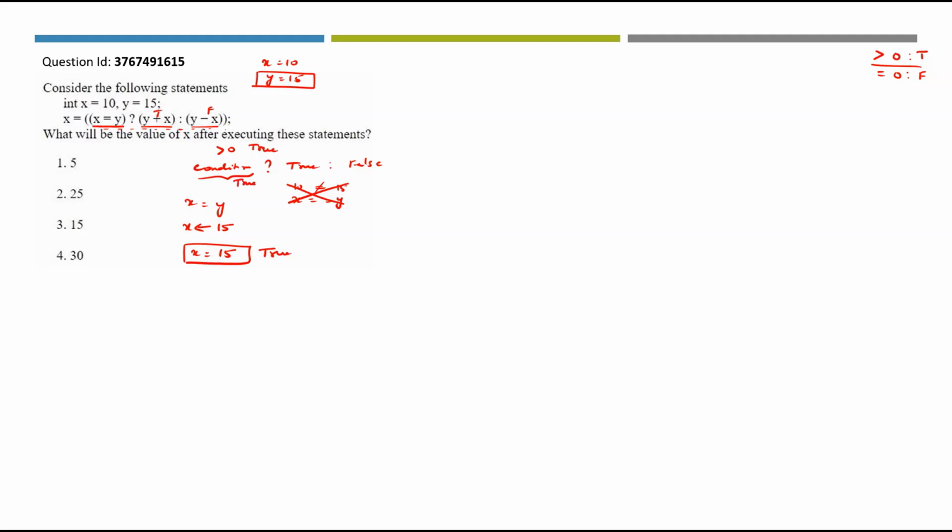After having true here, which expression will be executed? y plus x will be executed. What is y? We have 15. What is x? We have 15 as the new value. 15 plus 15 will give a value of 30. Where is this particular expression assigned? It is assigned to the variable x. Now what did this expression evaluate to? It evaluated to 30. So now x is equal to the ternary expression. The ternary expression's value is 30. So x will have the value of 30. What will be the value of x after executing these statements? It will be 30. Option number 4, 30, will be the right answer.